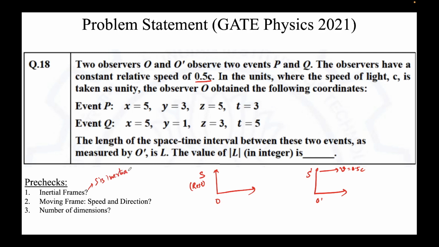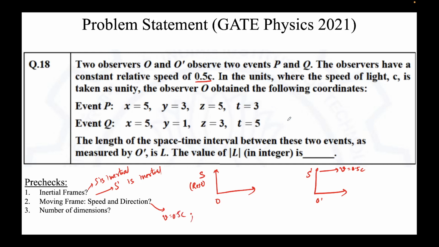Also, since frame S prime is moving at a constant speed, S prime is also inertial. So both the frames are inertial. Secondly, we check the speed and direction of the moving frame. S prime is the moving frame. We notice that the speed is 0.5 c, which is relativistic speed. It's close to c. And we see the direction.